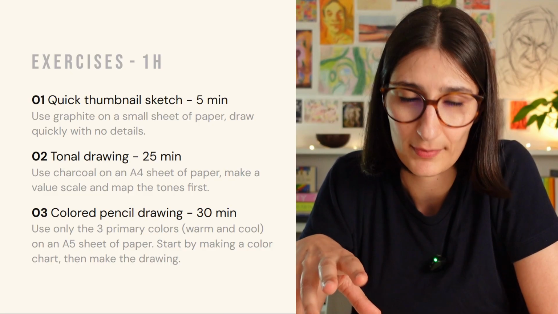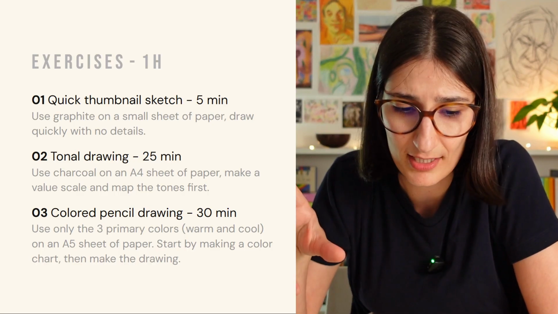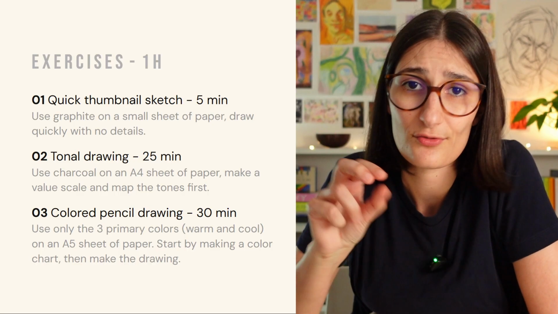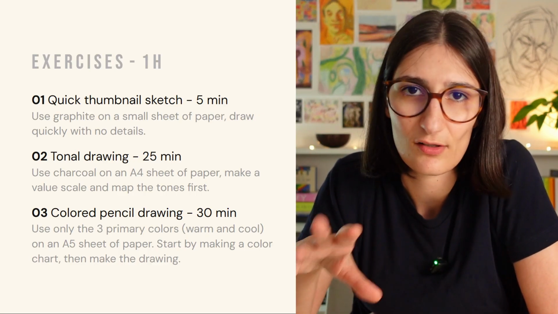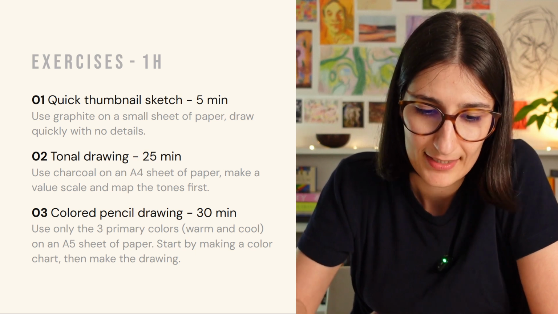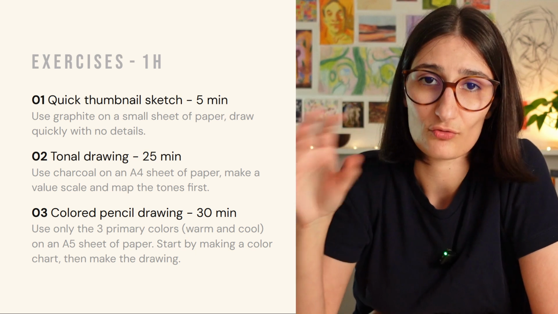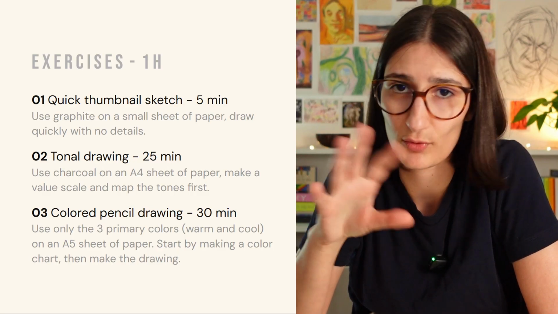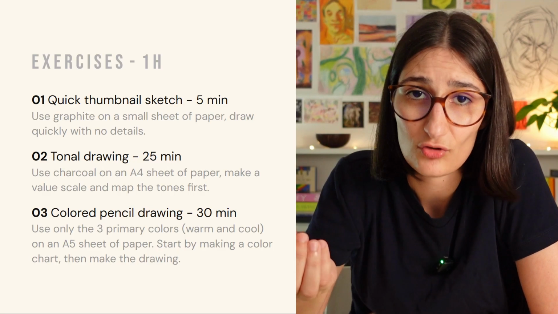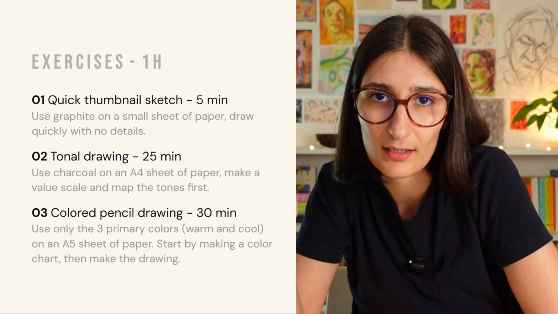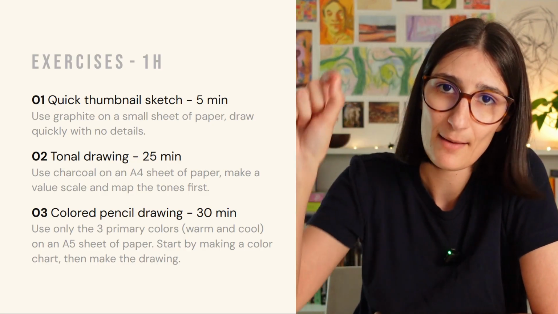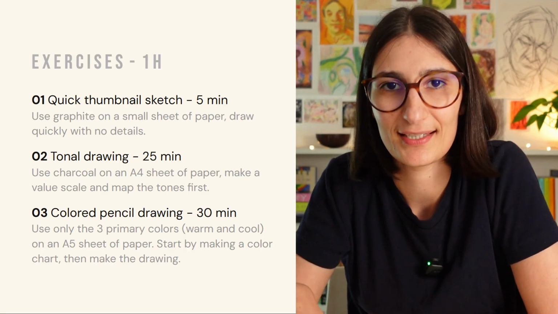Now it's time for the practical exercises. They will take about an hour, and the first one is going to be a thumbnail sketch. It will take around 5 minutes. You can use graphite on a small sheet of paper, like an A6. Draw quickly, no details, just to warm up. The second exercise is a tonal drawing, and it will take around 25 minutes. The idea is to use charcoal on an A4 sheet of paper. And first we're going to make a value scale and then map the values and then make the drawing.